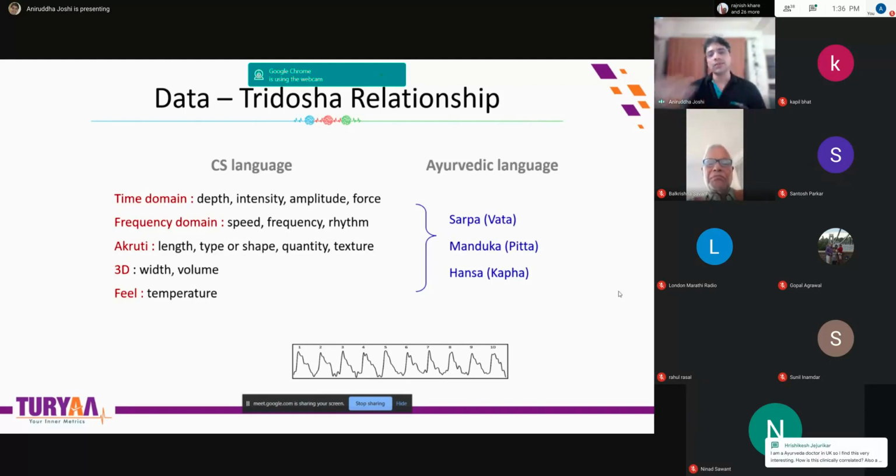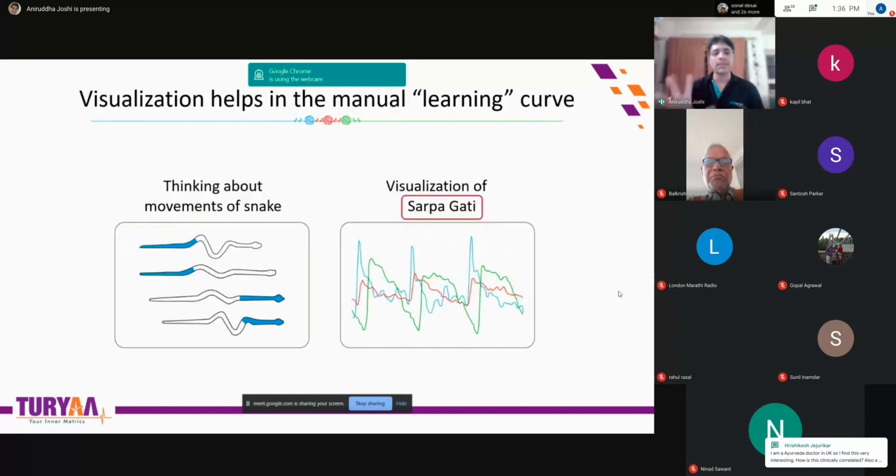And we are using that to convert this into understandable language. So instead of thinking about a snake, we can actually visualize this. We are trying to get this into colleges, so that students will also visualize, they will also actually see it on the screen, so that the learning process becomes faster for the Vaidyas.